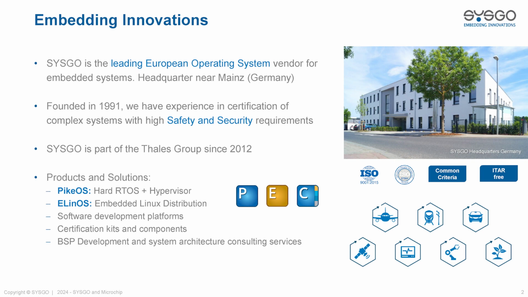We offer products and solutions such as our main product PikeOS, which is a real-time operating system with hypervisor functionality that can be certified up to the highest levels of safety and security in various industries. And with ELinOS, we offer our own powerful Linux distribution, which is optimized for embedded devices and focuses on security. This helps software developers to save time and cost. We also provide platforms for software development and certification kits and develop board support packages.